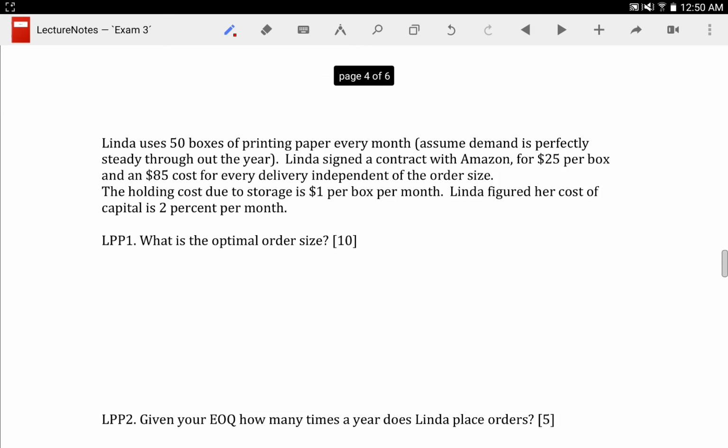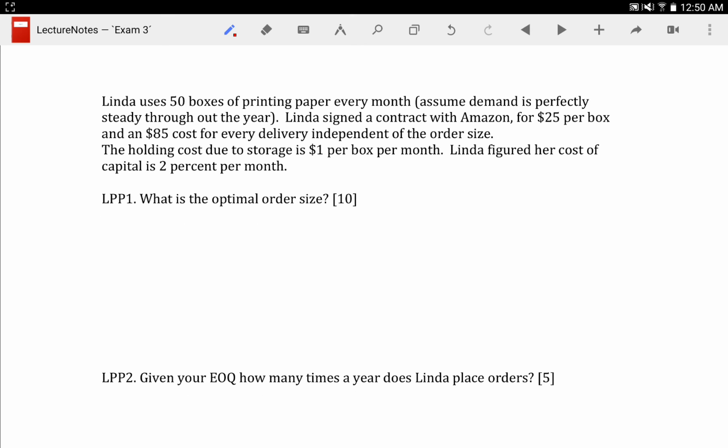All right. The next question is, this was a rather tricky question. First, the best way to do this is to get the Q star. You need 2 D S divided by the holding cost, right? That's what you need, cost of holding. So we're going to find the capital D first. The capital D is C uses $50 of printing paper per month. So 50 times 12, so 600 is your capital D. Okay, we've solved that part.